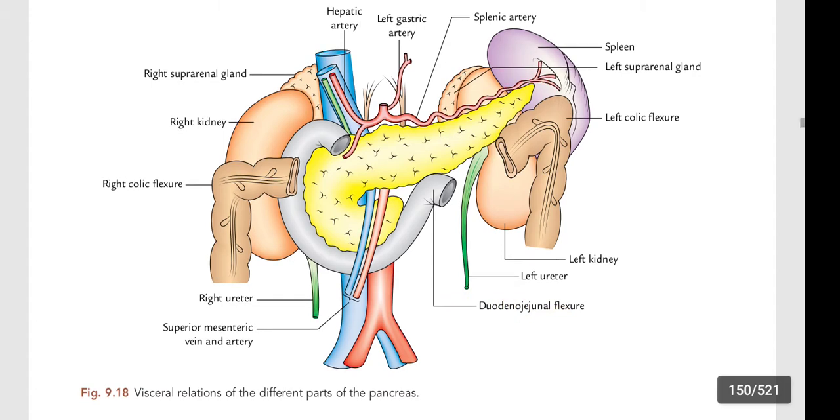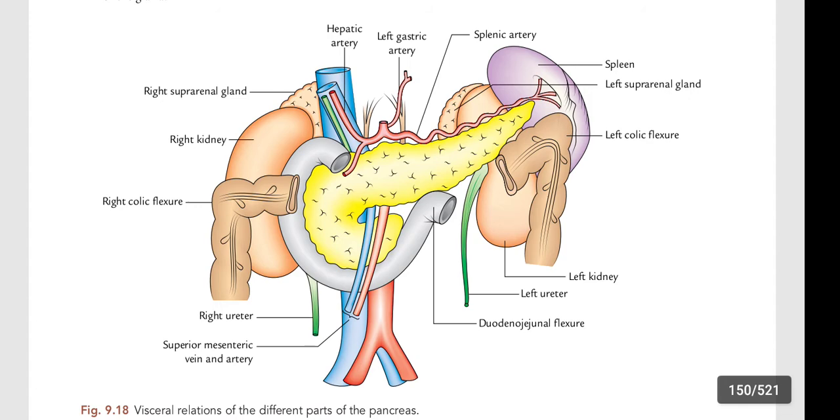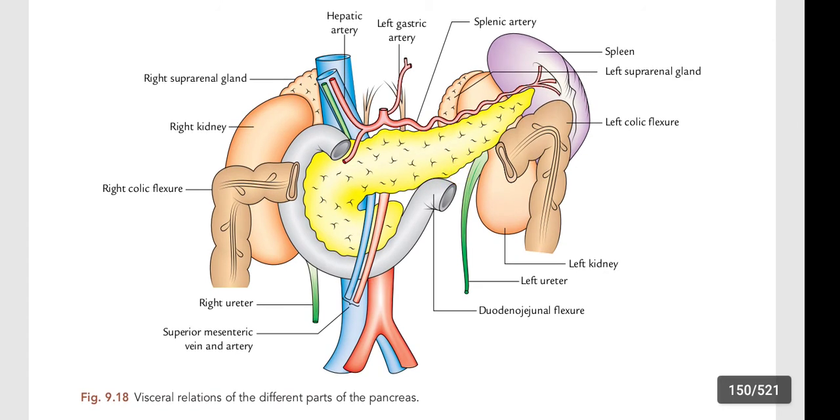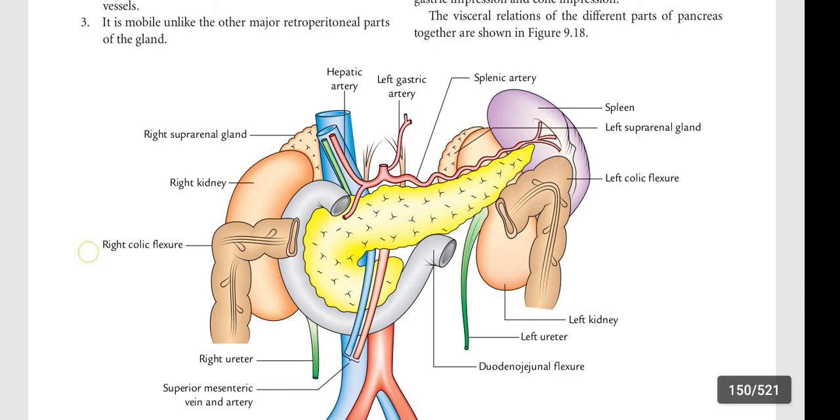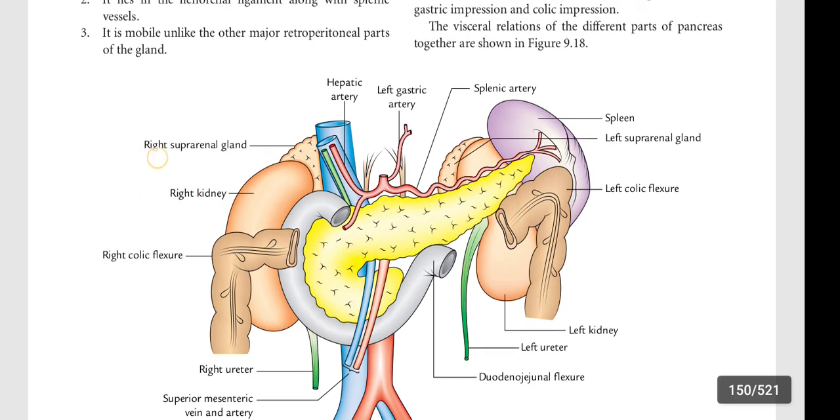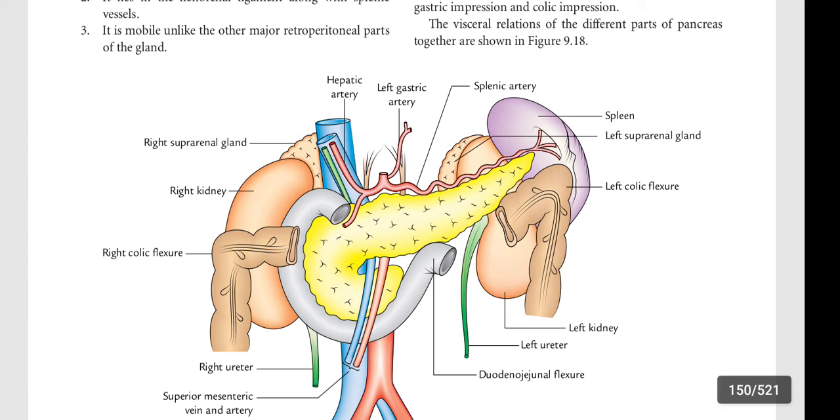This is the duodenojejunal flexure. It is related to the inferior surface of the body of the pancreas, as you observe here. This part is the right ureter and right colic flexure. This is the right kidney. This is the right suprarenal gland. This is the hepatic artery, I already told you about, it is a part of the celiac trunk.